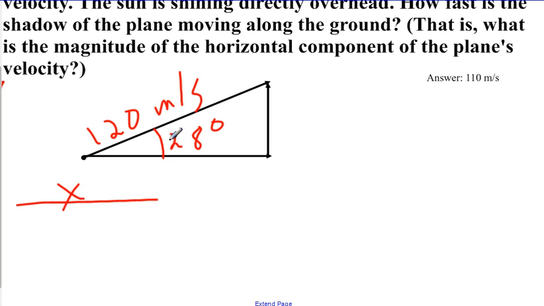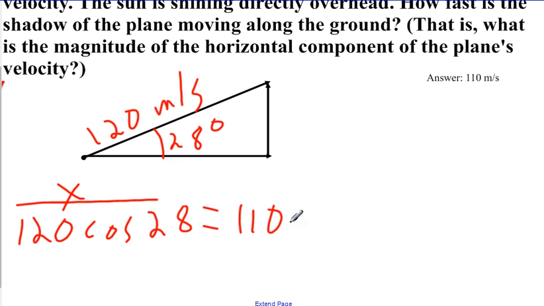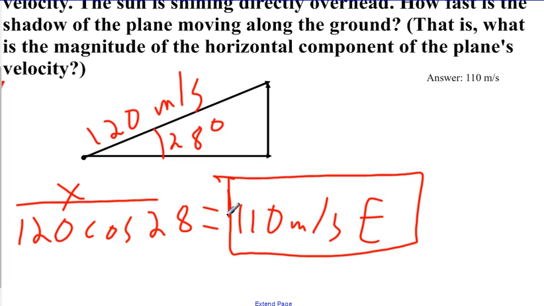So in this case, we have 120 as our hypotenuse. We have 28 degrees. So we're looking for our adjacent leg. And so in this case, we're going to be using cosine. So we do 120 cosine of 28 degrees. And that should give you 110 meters per second. And in this case, we know that this is going to be along the x, so we could say east if we wanted to. And that will be our vector quantity.